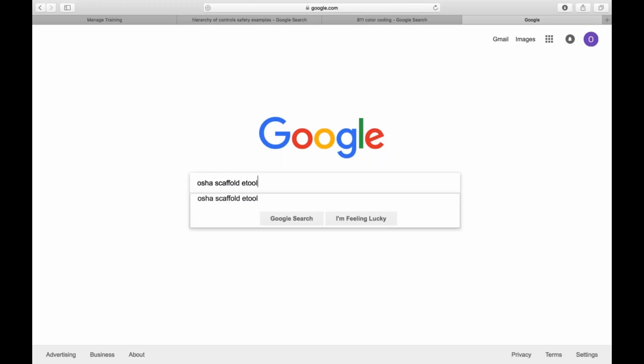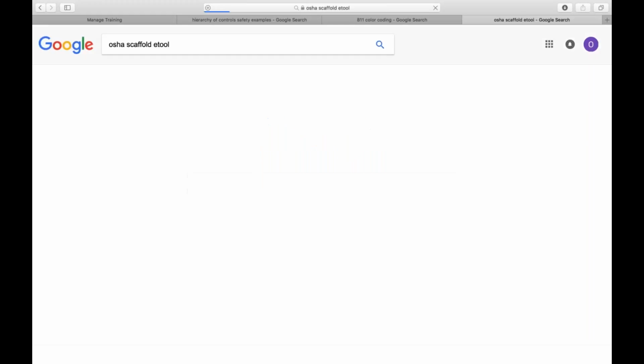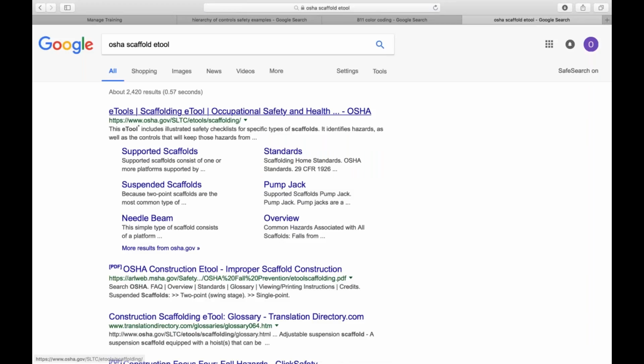for anybody who's online tonight, shoot me a text. Tell me yes or no, have you used this or not used it? It's easier because then all I'll see are yeses and nos. Tell me if you've ever used or not used the OSHA scaffold e-tool or any of the e-tools.